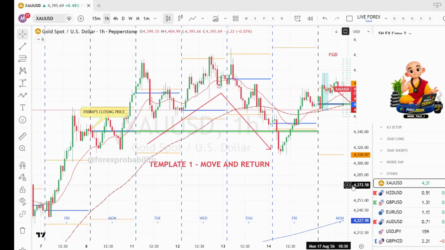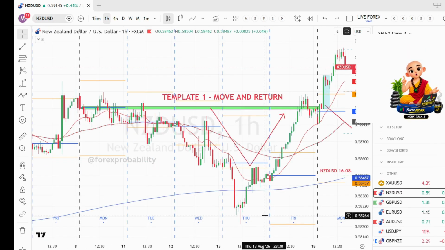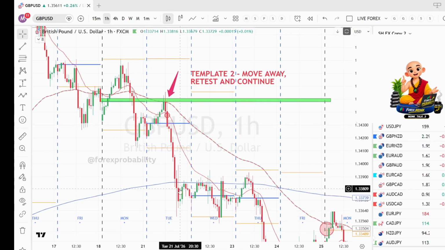The same concept can happen in the opposite direction. Price can move lower first and later return toward the closing price. The key idea is price moves away from the reference level and eventually comes back toward it. Template number 2, move away, retest CP, then continue. The second variation is especially interesting.